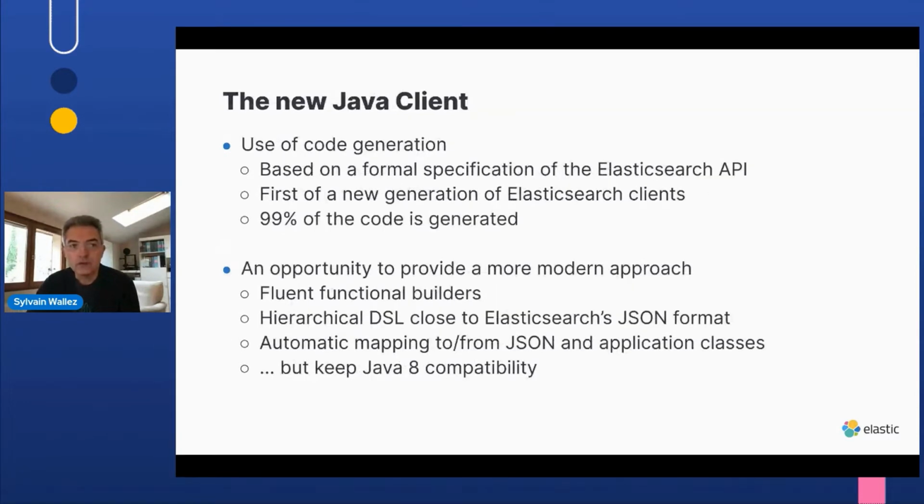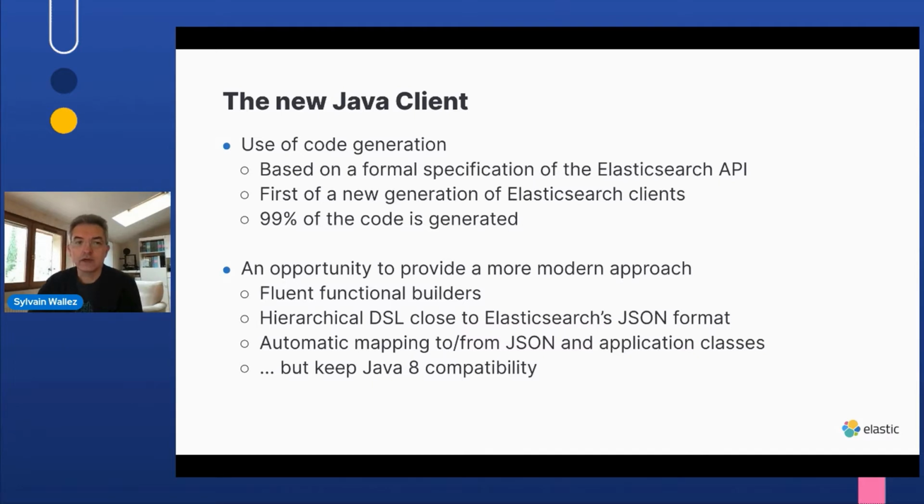So the new Java client was an opportunity to take a fresh start. And first of all, it uses code generation. So it's based on the formal specification of the Elasticsearch API. We'll come back to that at the end of this presentation. And it is the first of a new generation of Elasticsearch clients that will be entirely code-generated. Java starts first, next will come C#, and then we will have Go, Python, JavaScript, Ruby, PHP, and so on.